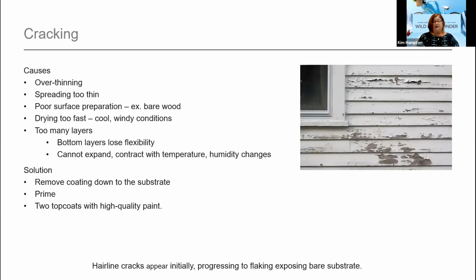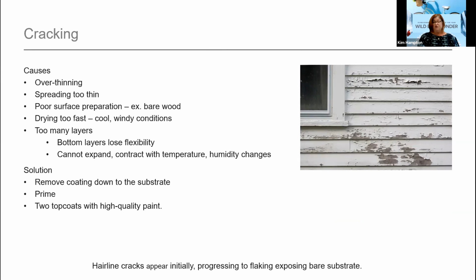We move to cracking. Cracking of the paint film can become progressively worse once it starts and could be caused by over-thinning the paint, spreading it too thin, poor surface preparation, drying too fast, or too many layers of paint, which causes excessive film build, which causes the bottom layers to lose flexibility. Then the paint cannot expand and contract with temperature or humidity changes.